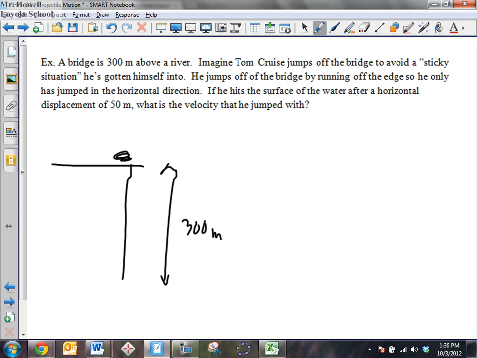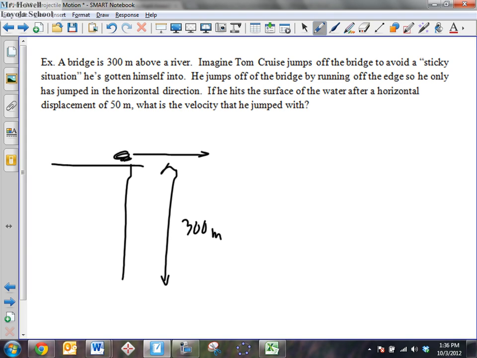It says he runs off the edge, so he has jumped in the horizontal direction. So imagine, I know you would never do this, but imagine you weren't going to get hurt, and there was a diving board 10 feet below you. If you just ran off the diving board without jumping at all, your projectile, your body, would just move like that, and then you would start to fall, right? So imagine you just run, and then there's no longer a lip, and you just run right off the edge.